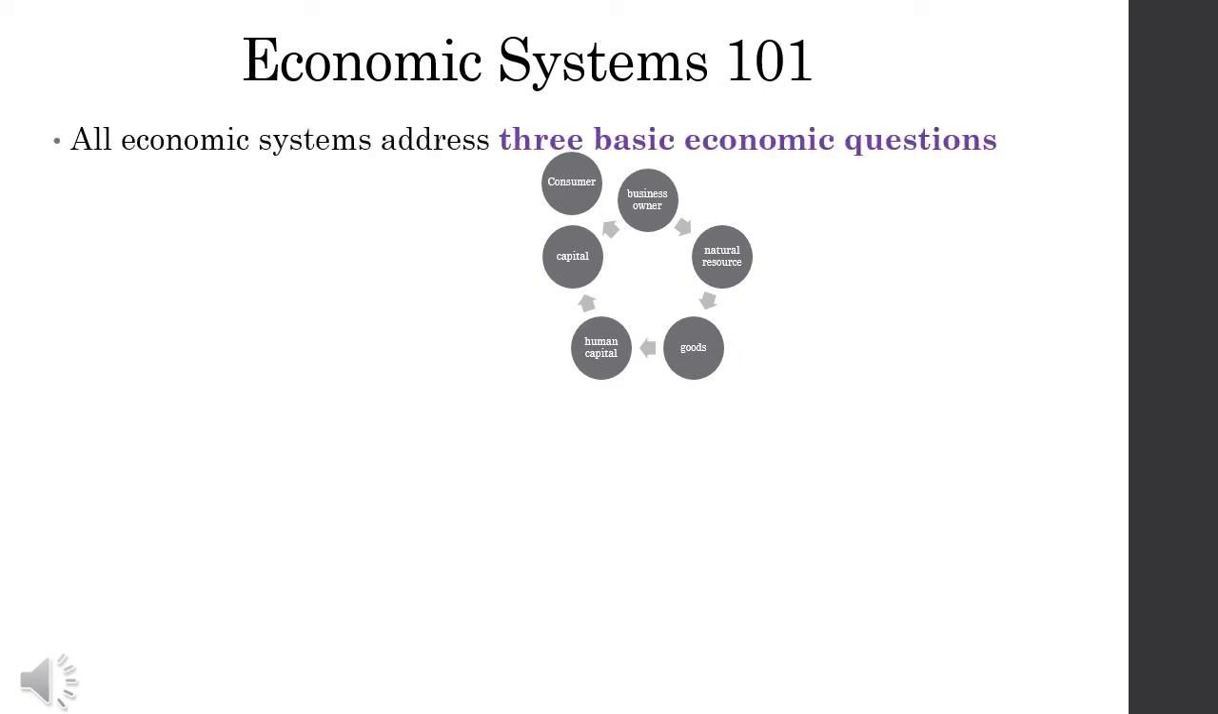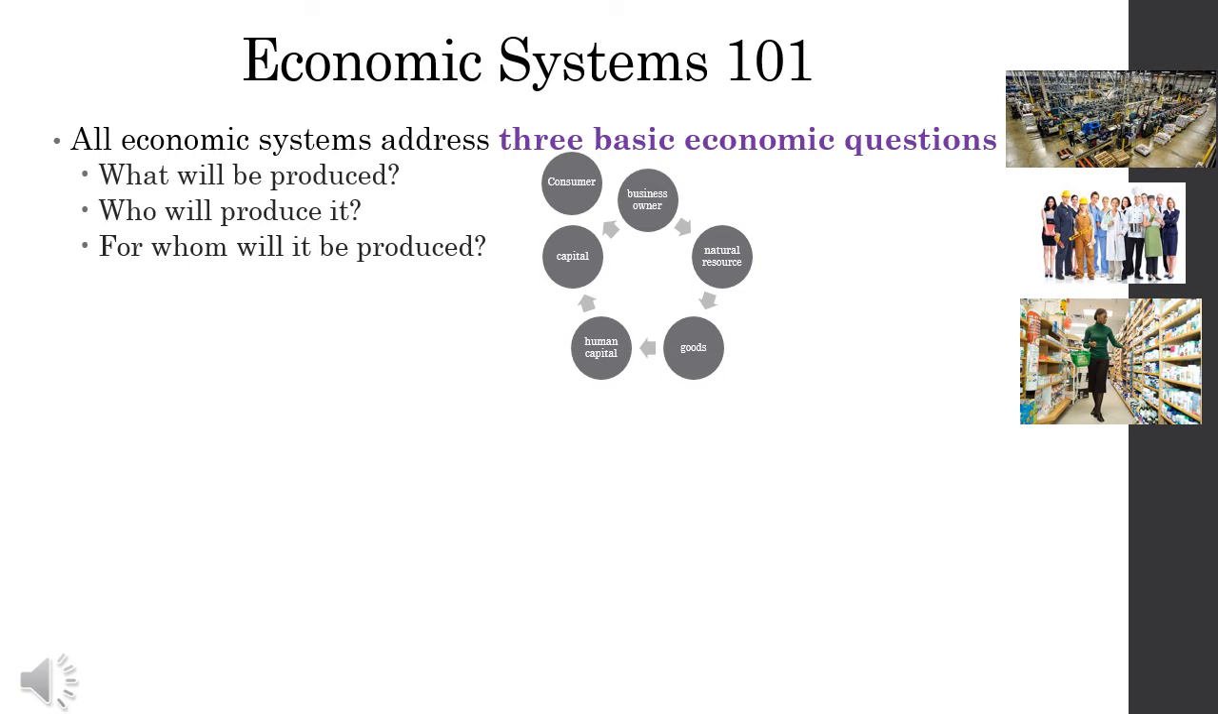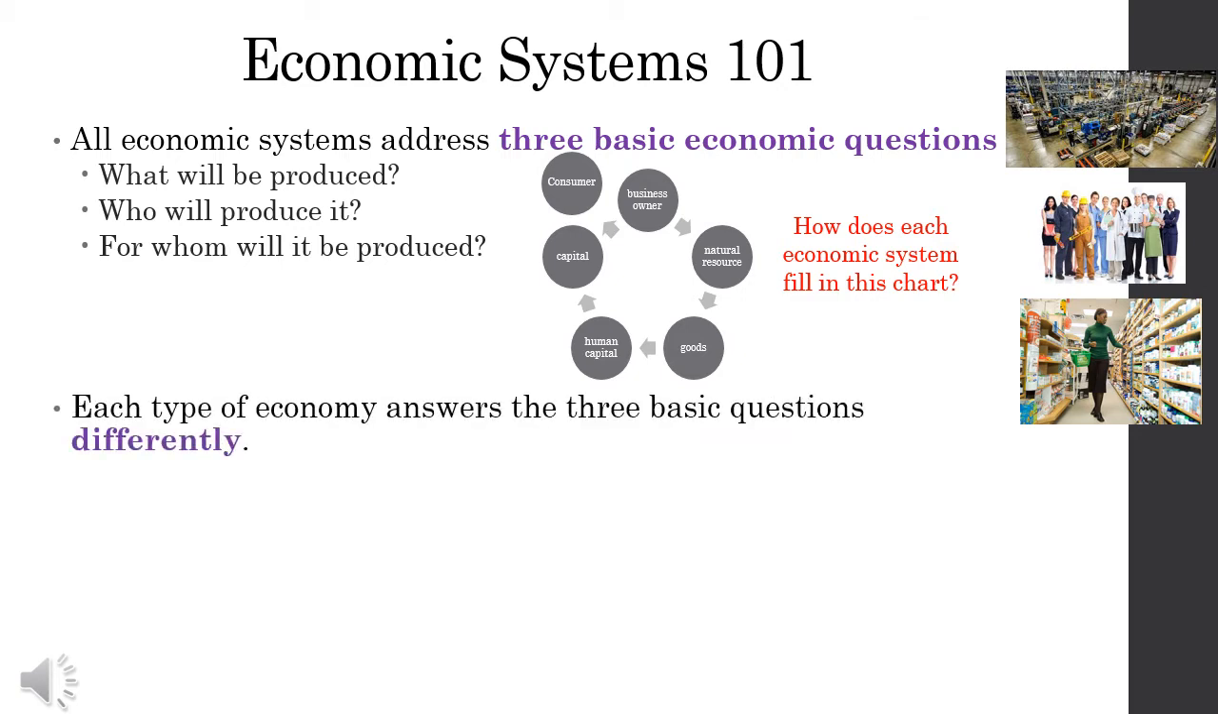So all economic systems address three basic economic questions. What will be produced? Who will produce it? And for whom will it be produced? In other words, how does each economic system fill in this chart? And as you can imagine, each type of economy answers the three basic questions differently.